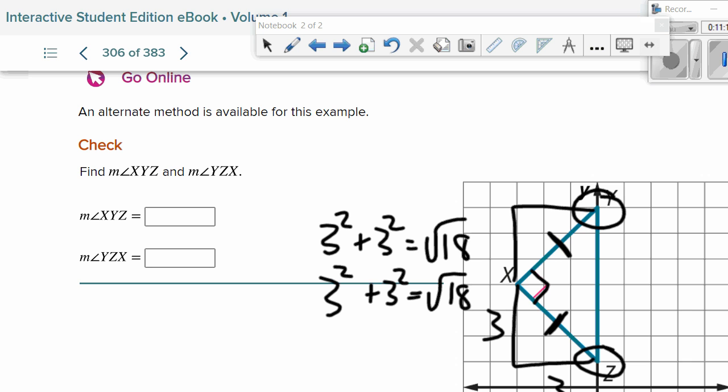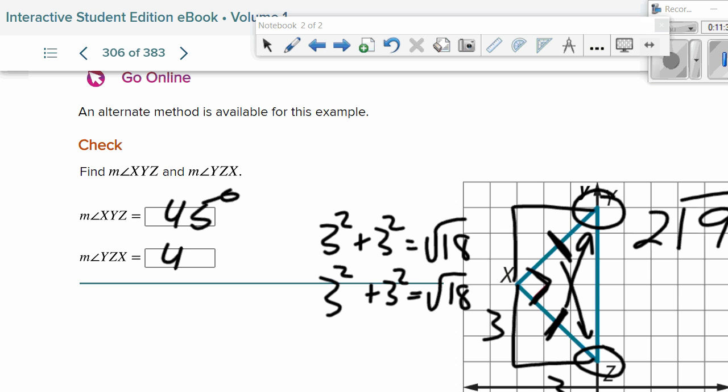So that means these two sides are equal, which means the base angles are going to be equal. If this is 90 here, those two other angles have to be 90 together, but I cut it in half. That means this angle here is going to be 45 degrees, and so is this angle.